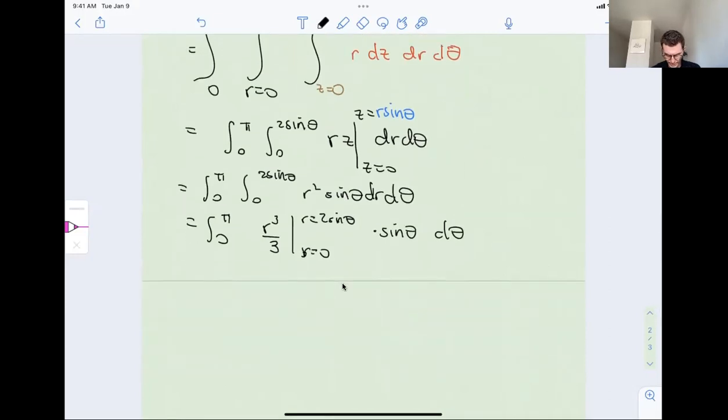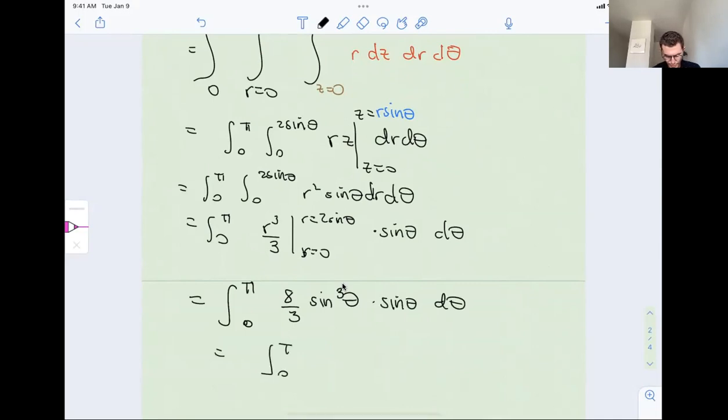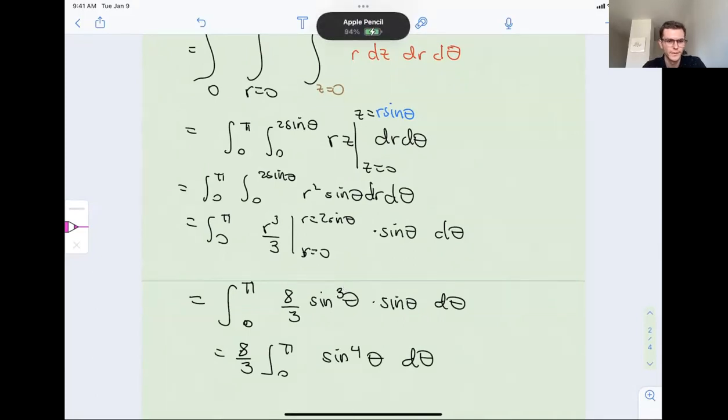So you get the integral from 0 to pi of 8 thirds sine cubed of theta times sine of theta d theta. So you get the integral from 0 to pi of 8 thirds sine to the 4 of theta d theta. Right? And so far so good. Is that making sense?